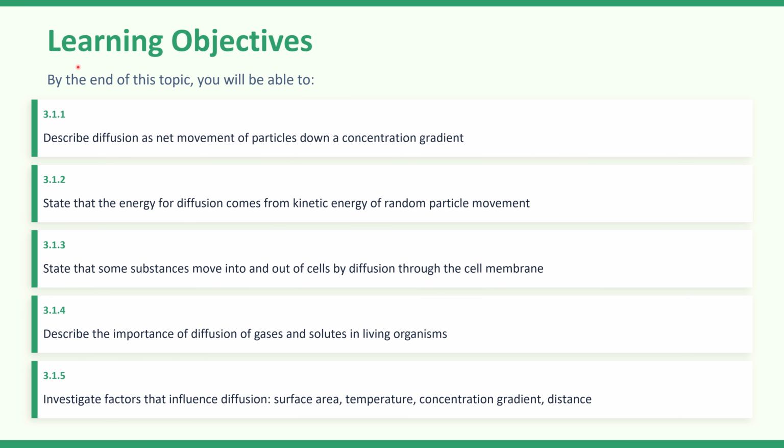For today's lesson, the learning objectives are: by the end of this topic, you will be able to describe diffusion as a net movement of particles down a concentration gradient. State that the energy for diffusion comes from kinetic energy of random particle movement. State that some substances move into and out of the cells by diffusion through the cell membrane. Describe the importance of diffusion of gases and solutes in living organisms. Investigate factors that influence diffusion: surface area, temperature, concentration gradient, and distance.